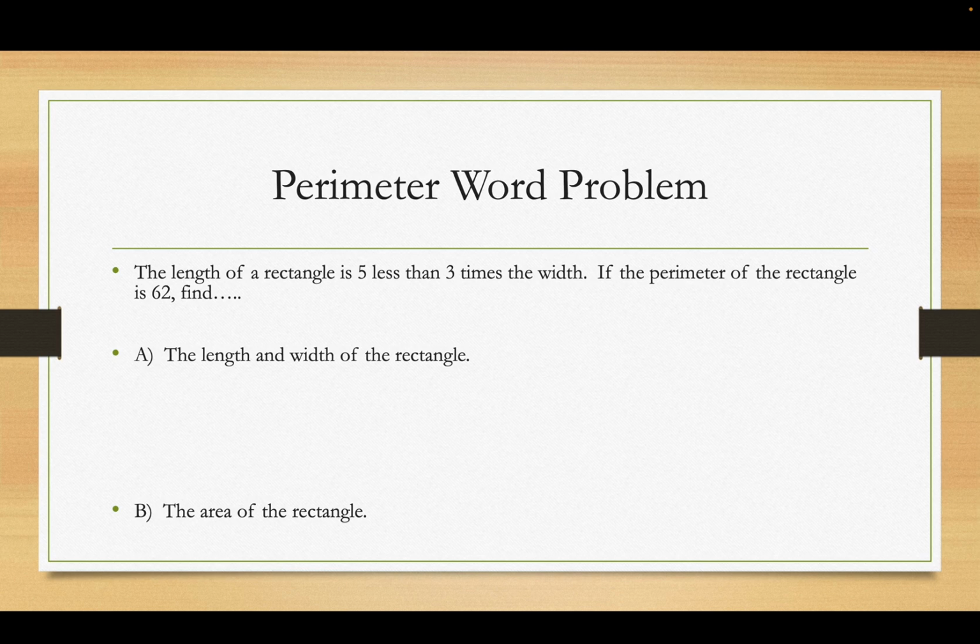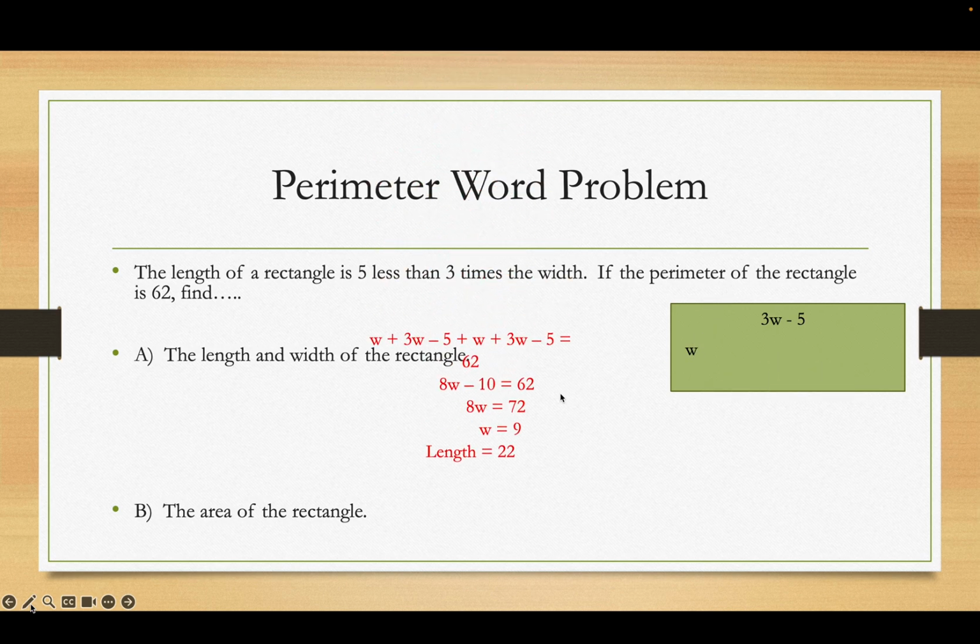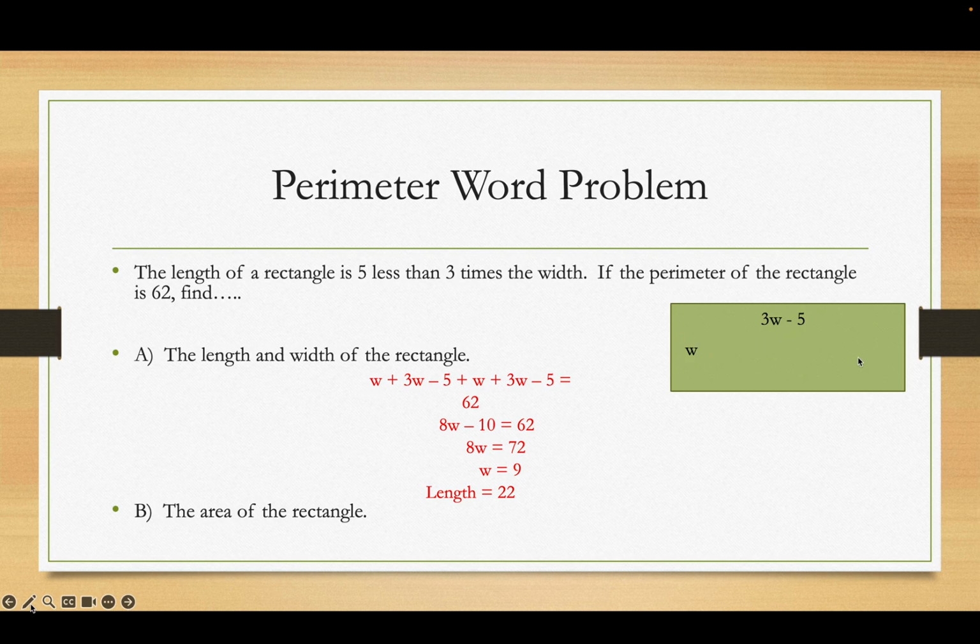Okay, length of a rectangle is 5 less than 3 times the width. So remember, last shall be first, first shall be last. That's 3W minus 5. And here's a W here for the width. And then it wants to talk about the perimeter. So if I add up all the sides, a W, a 3W minus 5, those I see, and then another W for the right-hand side, plus another 3W minus 5 for underneath that, is 62.